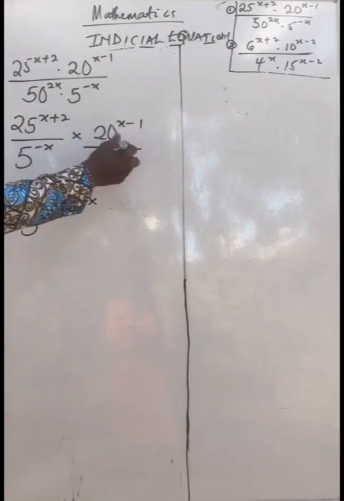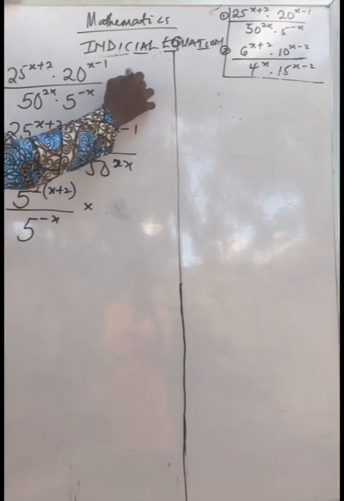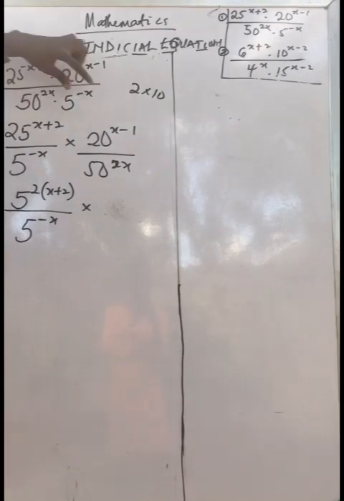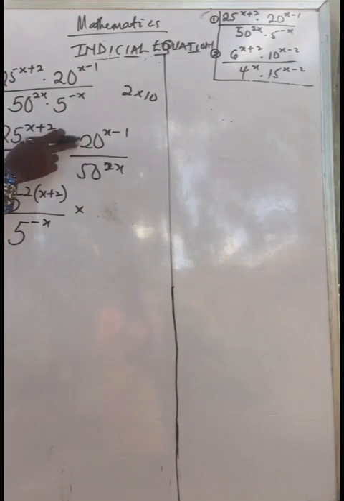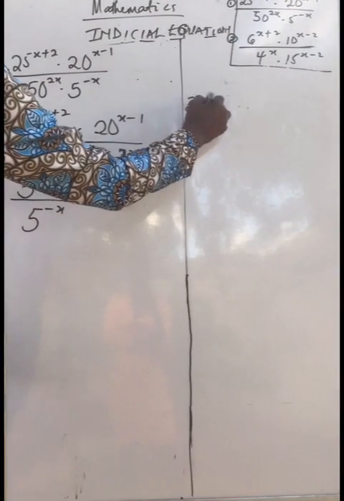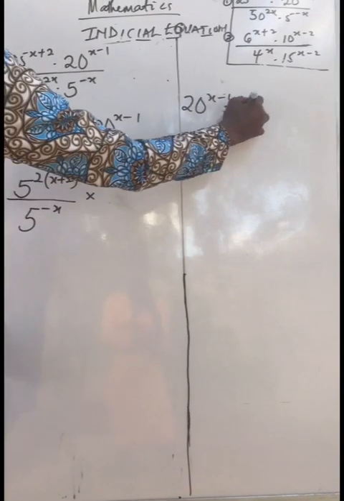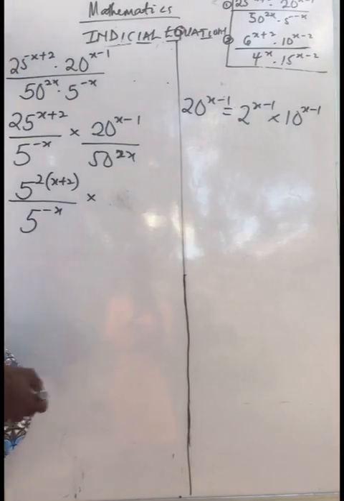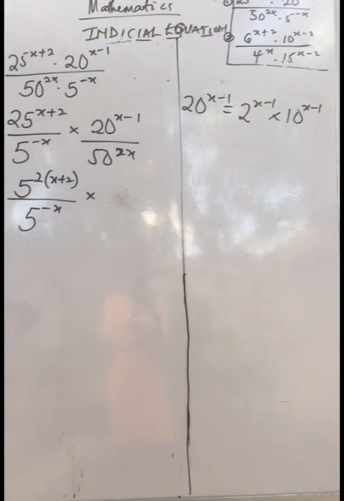Remember that this same thing here, we can rewrite 20 as 2 times 10. Yes, it's the same thing, but we have a problem here, and that's the power. Do you know that 20 raised to the power x minus 1 is the same thing as 2 raised to the power x minus 1 times 10 raised to the power x minus 1? Yes, it's the same thing, very much the same.